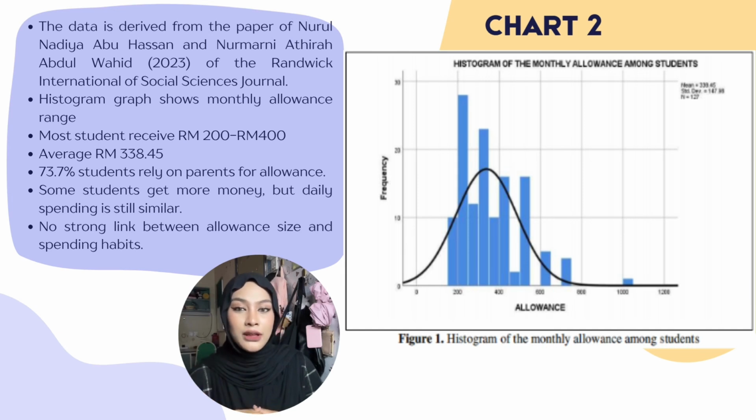First of all, around 73.7% of students depend on their parents for financial support. And here's the interesting part. Even though some students receive a higher allowance, it doesn't really change how they spend on a daily basis. The study found no strong connection between allowance amount and daily spending. So again, it goes back to what we said earlier. It's not how much money you have, it's about how you manage it. That's why financial awareness is so important for students.